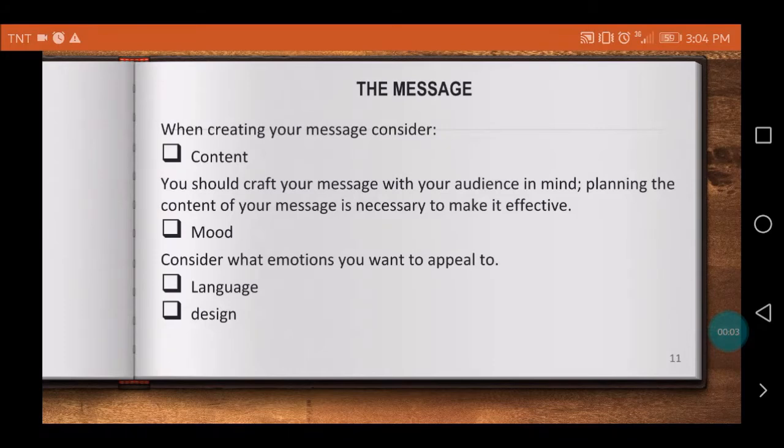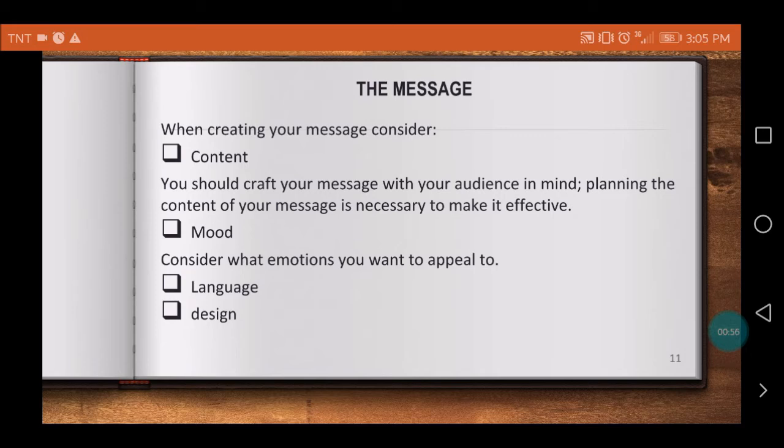The third step is the message. When creating your message, consider content, mood, language, and design. In content, for example, in the course of a national adult literacy campaign in the 1980s, educators learned that TV advertisements that profiled proud, excited, successful adult learners attracted new learners to literacy programs. Advertisements that described the difficulties of adults with poor reading, writing, and math skills attracted potential volunteers. Both advertisements were designed to make the same points: the importance of basic skills and the need for literacy efforts, but they spoke to different groups.